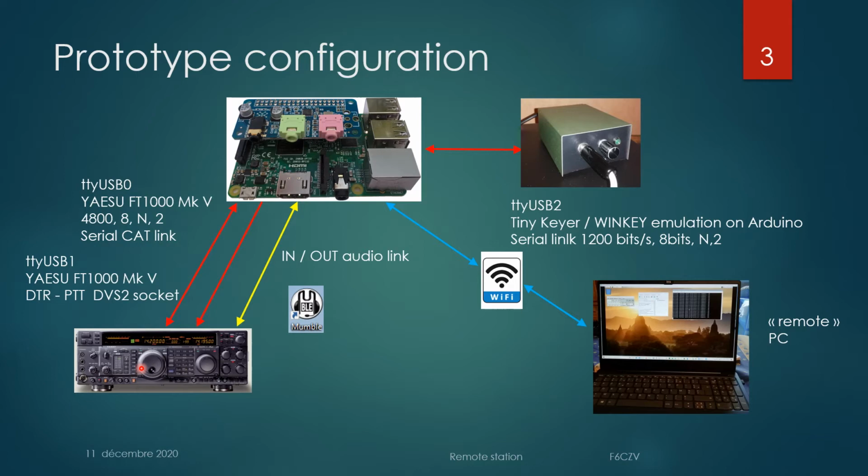The FT-1000 is linked to the Raspberry Pi by several links. First one, the CAT liaison. Second link, the PTT. And an in-out audio link to the Raspberry Pi.